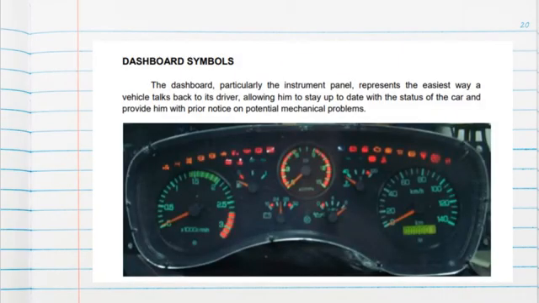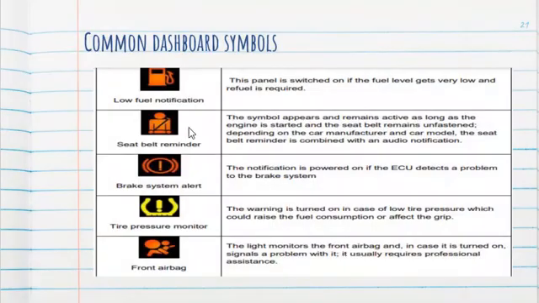So even within the car, there are also signs and symbols that we have to know the uses of, because we never know. It's just one sign, but it gives a lot of information. The dashboard, particularly the instrument panel, represents the easiest way a vehicle talks to its driver, allowing him to stay up to date with the status of the car and providing him with prior notice of potential mechanical problems. Okay, so here are some common dashboard symbols.